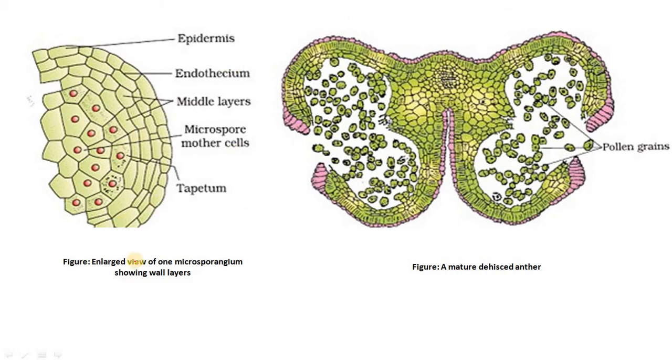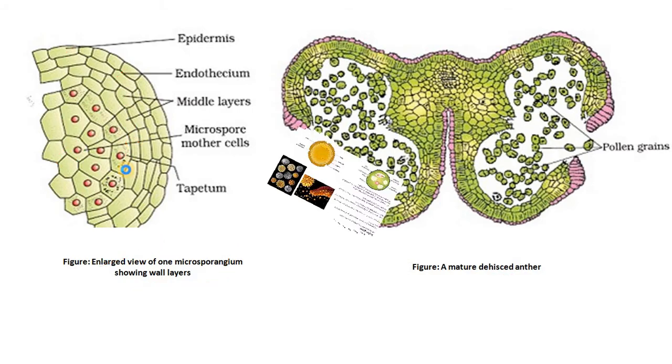This is an enlarged view of one microsporangium showing all the layers. A matured dissected anther is described here. You can see the pollen grains, and this layer is the epidermis. This layer is the endothecium. These are the middle layers. These are the microspore mother cells, and these are the inner cells, the tapetum, which nourishes the cells.